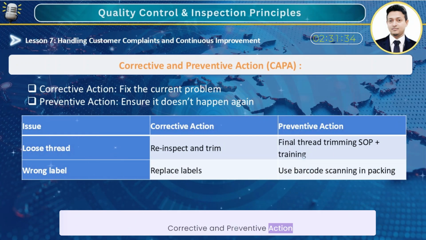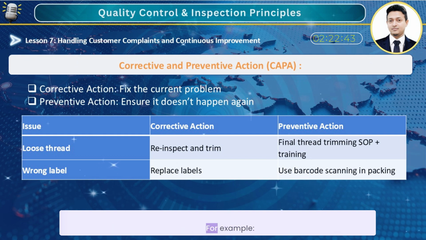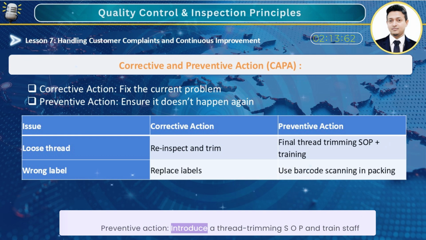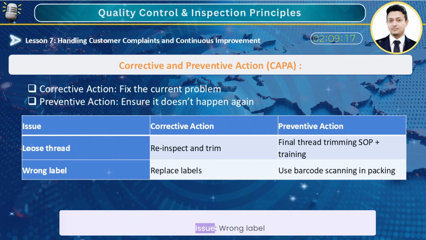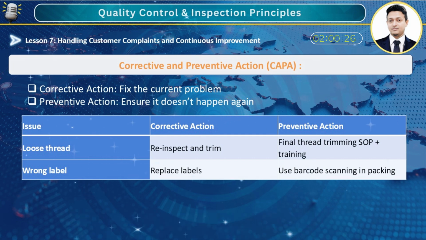Corrective and preventive action. Corrective action is about fixing the current problem. Preventive action ensures the problem doesn't happen again. For example, issue, loose threads. Corrective action, reinspect and trim. Preventive action, introduce a thread trimming SOP and train staff. Issue, wrong label. Corrective action, replace the labels. Preventive action, use barcode scanning during packing.